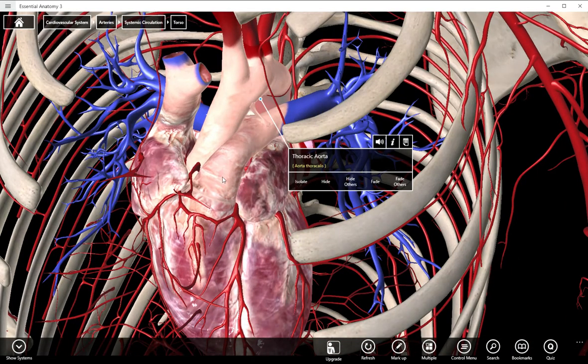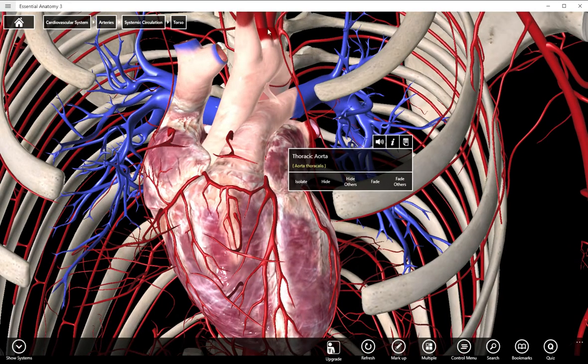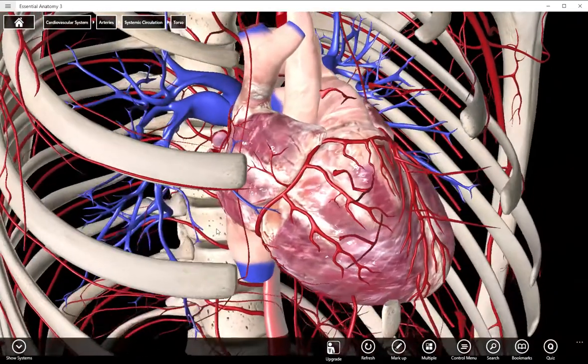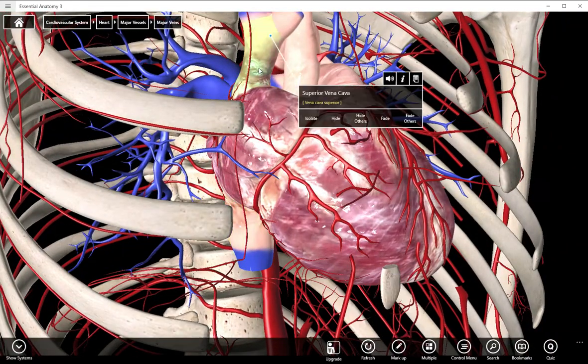Okay, so we talked about the pulmonary trunk, the pulmonary arteries, the pulmonary veins, and the aorta. After all the blood goes through the aorta, goes out to systemic circulation, eventually it makes its way back and re-enters the heart through either the inferior vena cava or the superior vena cava. And those are all the major vessels of the heart.